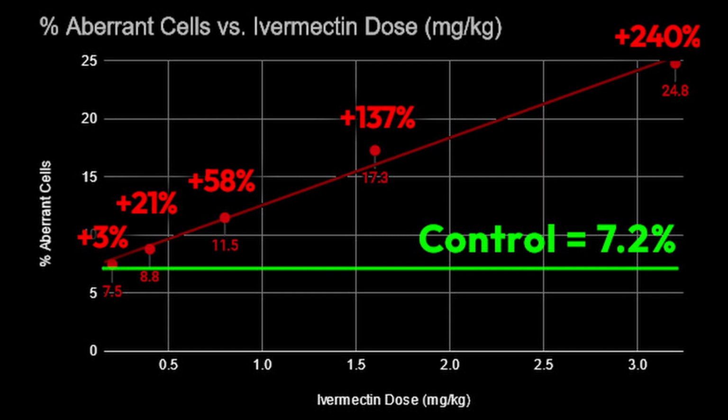But as the ivermectin was ramped up, the percentage of aberrant cells explodes. So the smallest dose of ivermectin was associated with a plus 3% aberrant cell rate. Then we see plus 21% at the next dose, plus 58% at the next dose, plus 137%. And then finally, for the highest dose of ivermectin, plus 240%. That is staggering. That is horrifying. Plus 240% for the rate of aberrant cells. From 7.2% with no ivermectin to 24.8%.